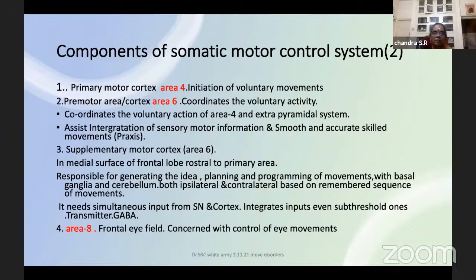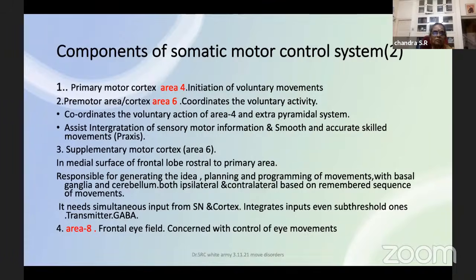And it needs simultaneous input from the substantia nigra and the cortex. So from below and from above, that is called the efference copy signal. Supposing I am doing a wrong movement, that information is given to the cortex, so it will correct it. That is why from below it receives information and from above it receives the command, and it integrates the input, even subthreshold ones. And that is happening through various neurotransmitters, mainly GABA, which is inhibitory, and dopamine and glutamate, which are facilitatory. So I'll come to that later.